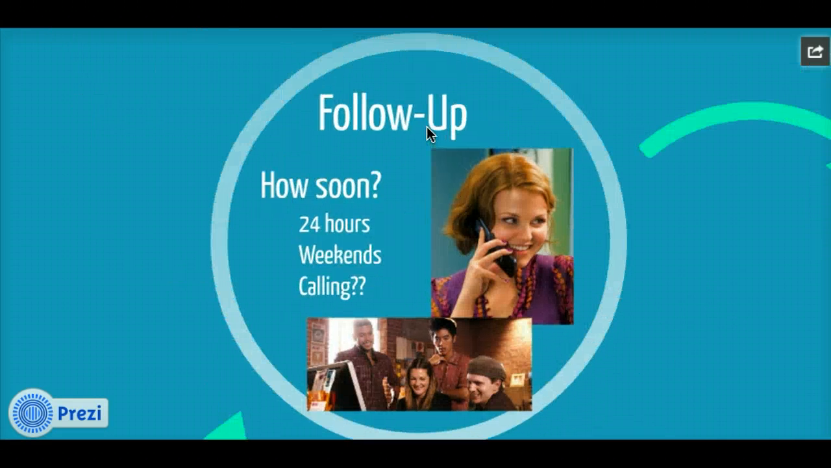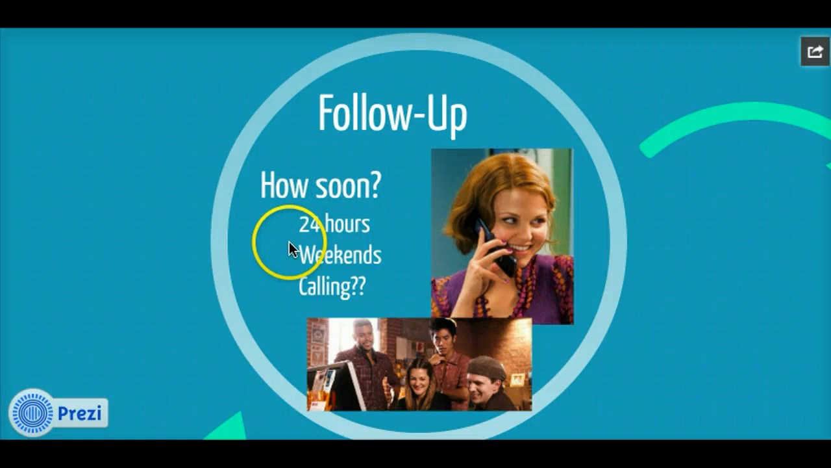Okay, follow-up. How soon do we need to follow up to an email when someone has not responded? The rule is 24 hours. Wait 24 hours before you send the email again, because they may just be busy and they may be thinking about it, or maybe they really didn't see it. But waiting 24 hours is a good rule so that you don't seem too anxious or pushy.